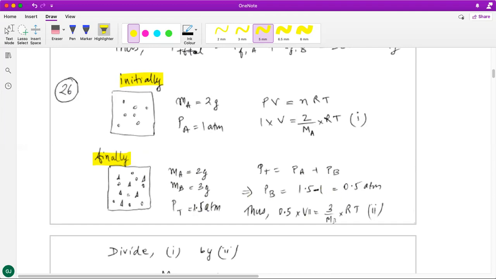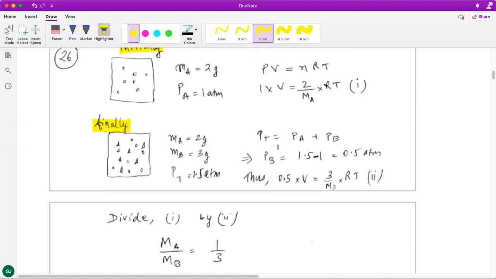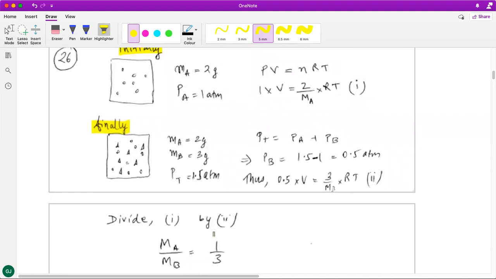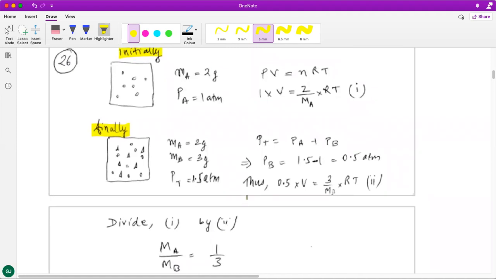So we can write the ideal gas equation for B as well, that PV is equal to nRT. So this is the pressure of B, volume is V because it's the same vessel. Moles is going to be mass upon molecular weight into RT. Now you just divide 1 by 2 and V, R and T all will get cancelled out and you'll get the ratio of the molecular weight. So this is a different way in which I have solved the same question as it was done in the class.